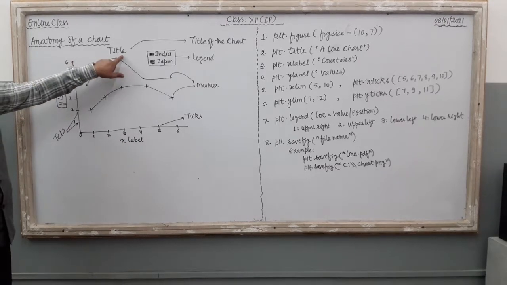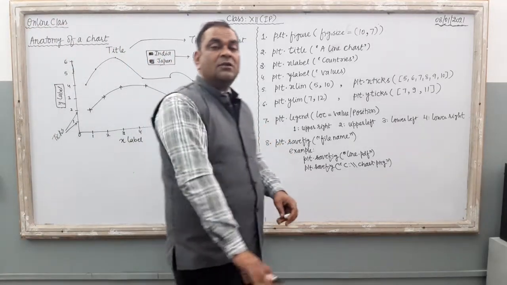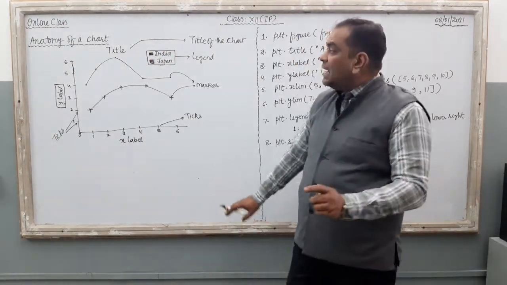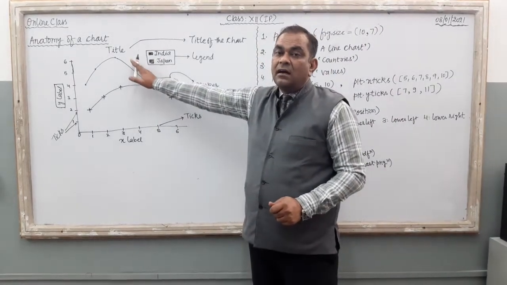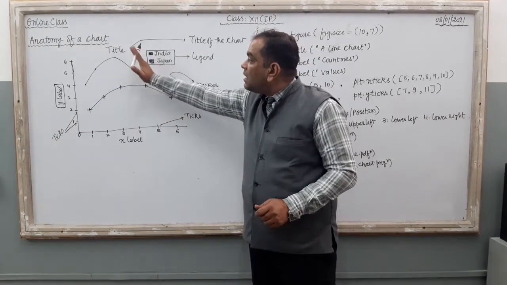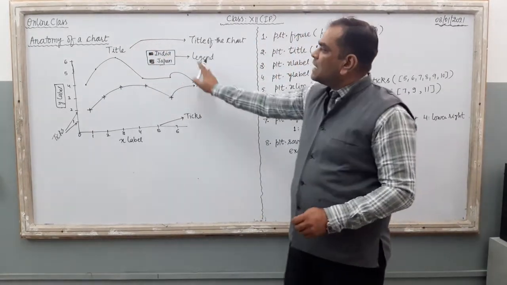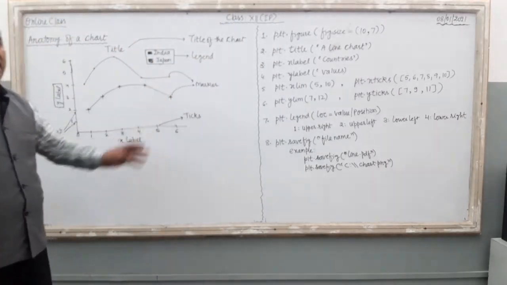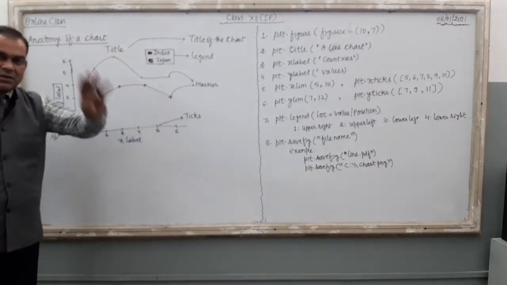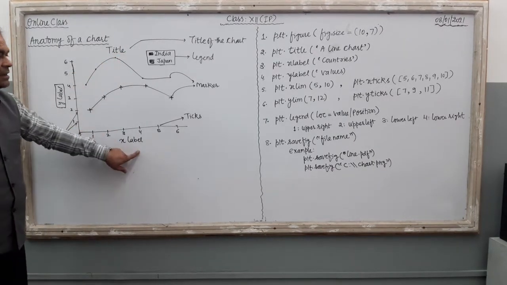Now the third point, the title of the chart. The title, or we can say the heading of the chart, will be at the top center portion of the chart. You can supply an individual title or heading for your chart by using a specific function. Right? So three terms: title, ylabel, xlabel.